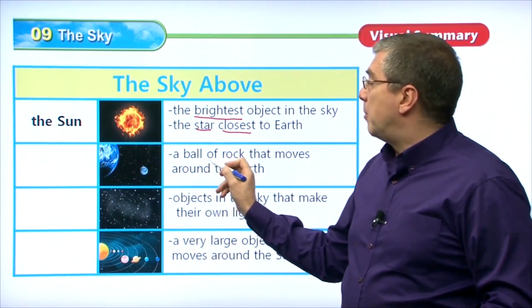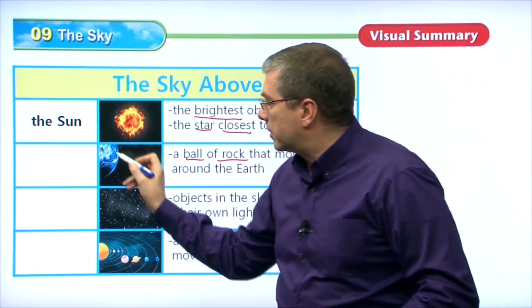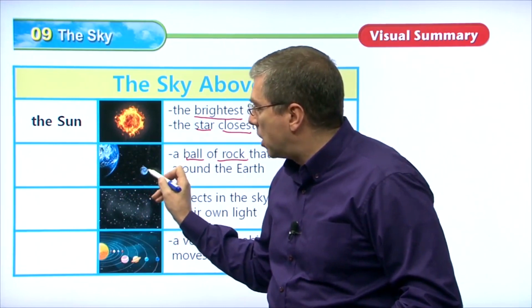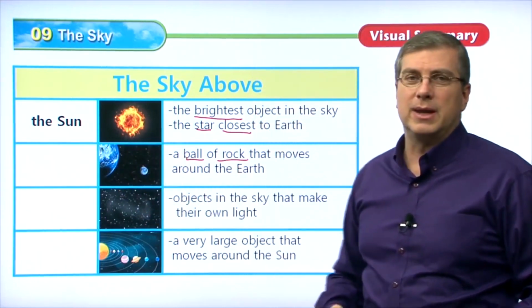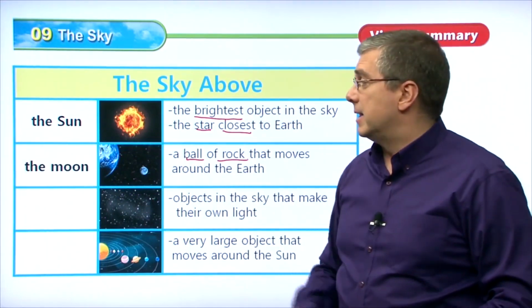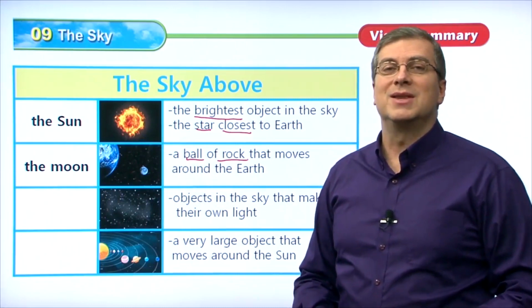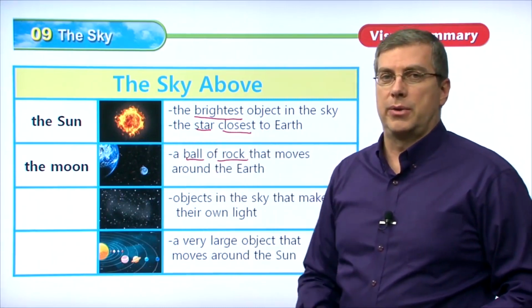Next, we have a ball of rock. A ball of rock that moves around the earth. This is the earth. This is the ball of rock we're looking at. It moves around the earth. What do we call that thing? We can see that especially in the night sky. That is the moon. It's a ball of rock that moves around the earth.